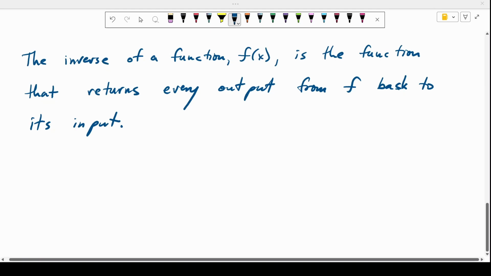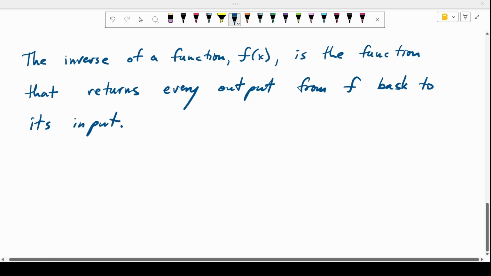The inverse of a function f of x is some other function that returns every output from f back to its input. If we can find a function that returns every single output of f back to its input, then that's called an inverse function.